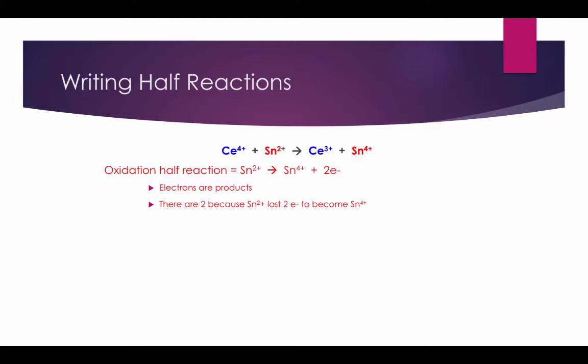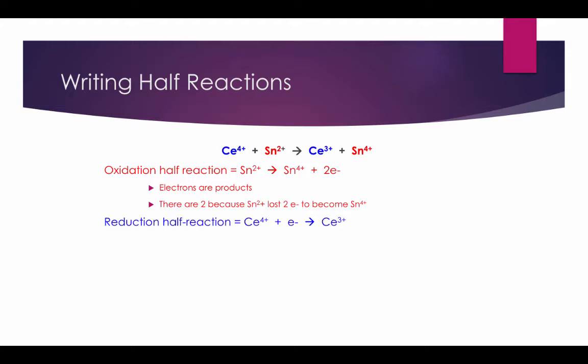Notice also that since our charge went from positive 2 to positive 4, 2 electrons must have been lost. We can verify this because the two sides must be equal in charge. Here our left side has a plus 2 charge, and our right side must also have a plus 2 charge. Therefore, we need 2 negative electrons.